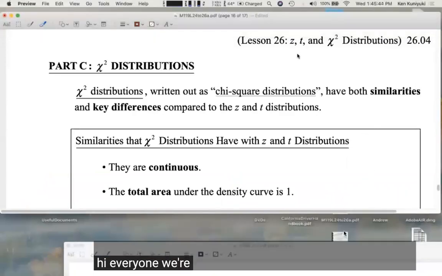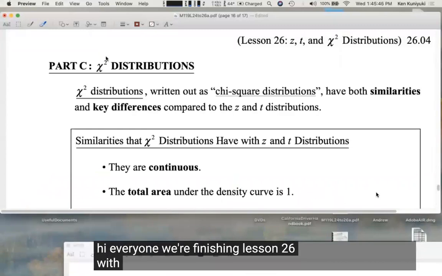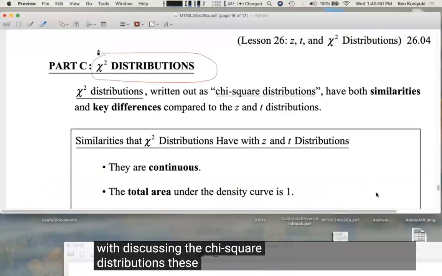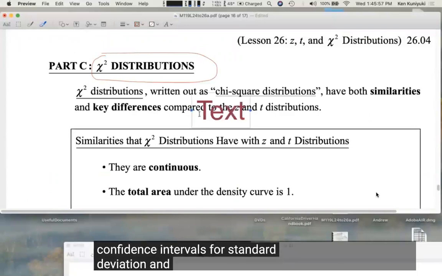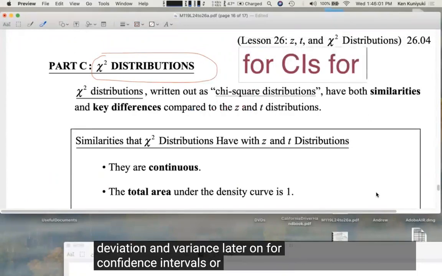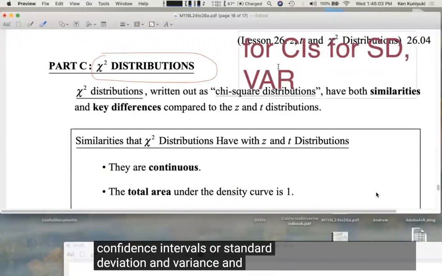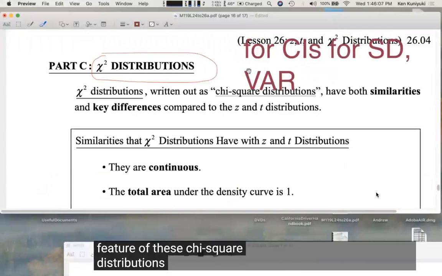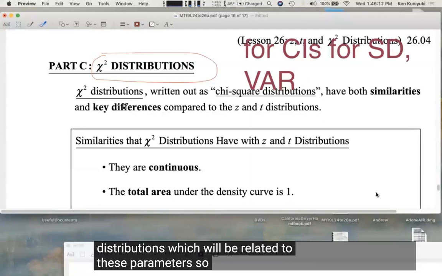Hi, everyone. We're finishing lesson 26 with discussing the chi-square distributions. These distributions will be used to find confidence intervals for standard deviation and variance later on. And there's a key feature of these chi-square distributions which will be related to these parameters.